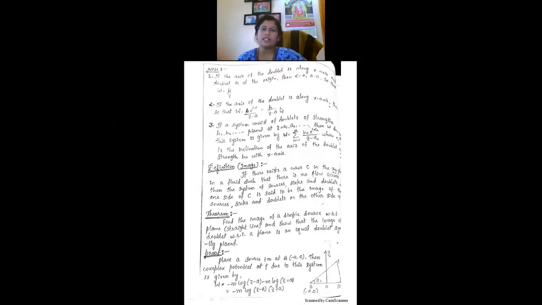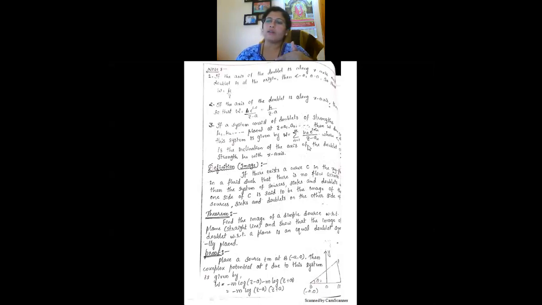Okay, and if there are a number of doublets, meaning you are having n number of sources, n number of sinks, in that case you can also write for the n number of doublets. So in general you can write mu 1 e to the power of i alpha 1 divided by z minus a1, plus mu 2 e to the power of i alpha 2 divided by z minus a2, and so on. However many doublets you are having, all the doublets are to be added. So in general we can write the summation, n equal to 1 to infinity, mu n e to the power of i alpha n divided by z minus a n. Okay, this is a generalized form.